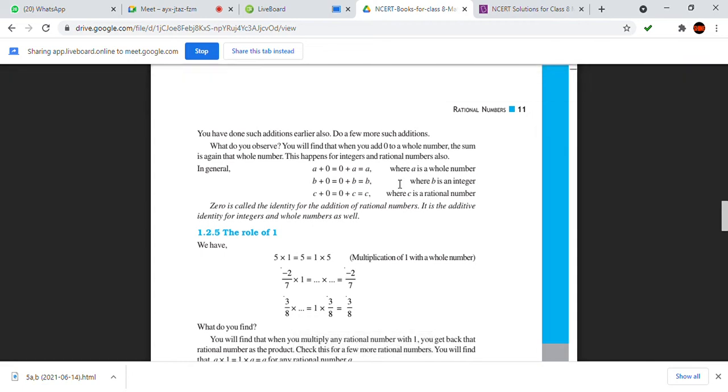Then below you can write: 0 is called the additive identity for rational numbers. In your textbook you can see the same sentence on page number 11, given in italics. Only one sentence: 0 is called the additive identity for rational numbers.